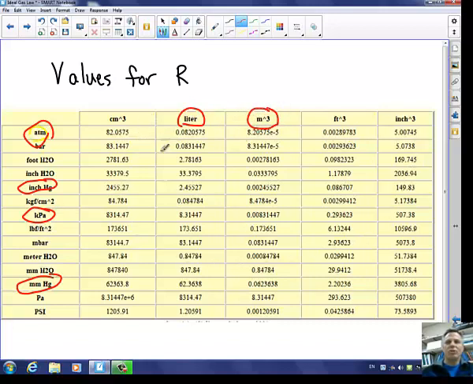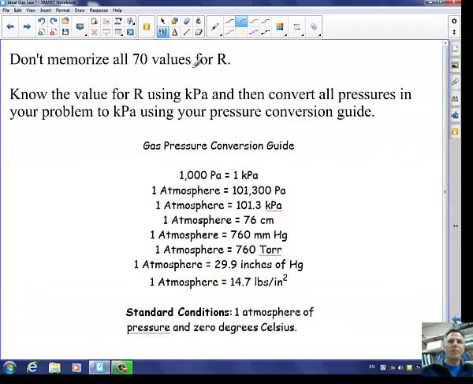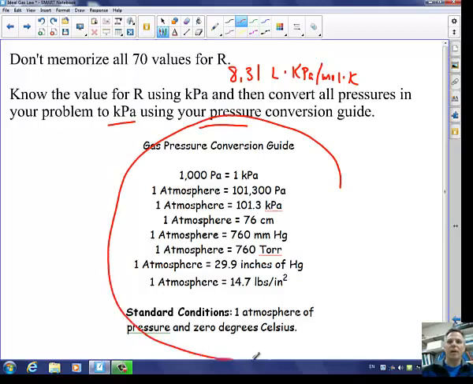So if you look here, there's actually 70 different values we could memorize, which is way too much. So we just used one value. Don't memorize all 70 of the values for R. Know the value for R using kPa, and we know that that's going to be 8.31, and that's going to have units of liters times kilopascals per mole times Kelvins. Use that, and then convert all your pressures in your problem to kilopascals using your pressure conversion guide.